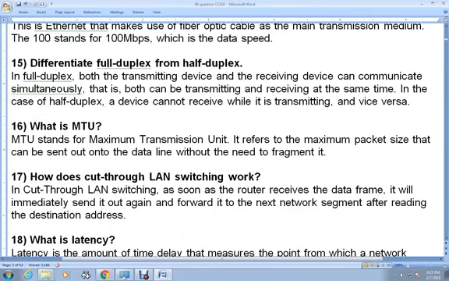Guys, next question: differentiate full duplex and half duplex. So guys, in full duplex, both the transmitting device and receiving device can communicate simultaneously. That is, both can be transmitting and receiving at the same time. This is known as full duplex. And in half duplex, only one device can send at a time. This is known as half duplex.